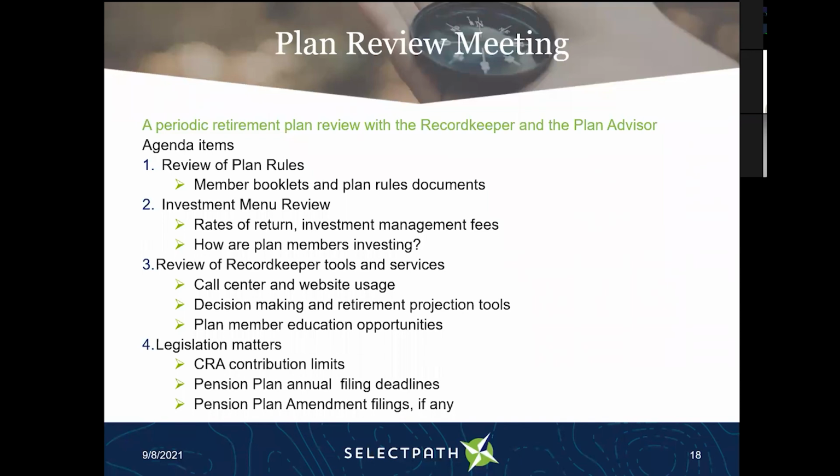The last thing that comes up is legislation matters. For example, Canada Revenue Agency contribution limits. I just want to touch briefly on pension plan annual filings, which do not apply to group RSPs, but definitely apply to defined contribution pension plans. There is a filing that is due every year, 6 months after the plan anniversary. The regulator will send an email to the plan administrator 2 months prior to the deadline to remind them, and then another reminder email 2 weeks prior to the deadline.